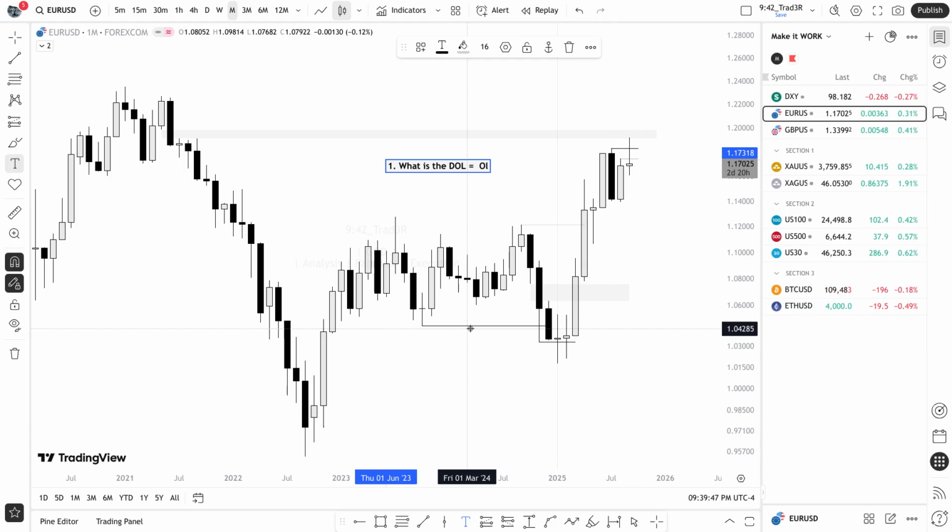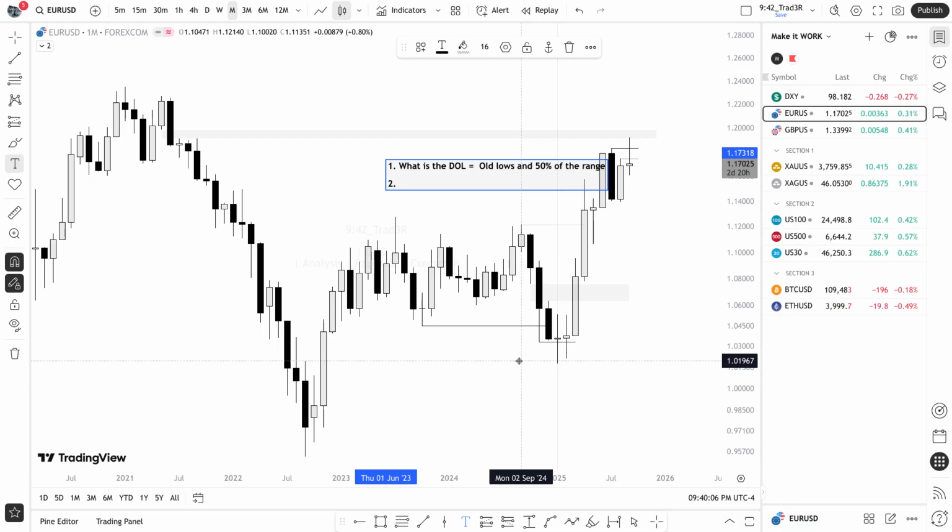Old lows, and 50% of the range. So that's the first question. Question number 2 is, what are we respecting?